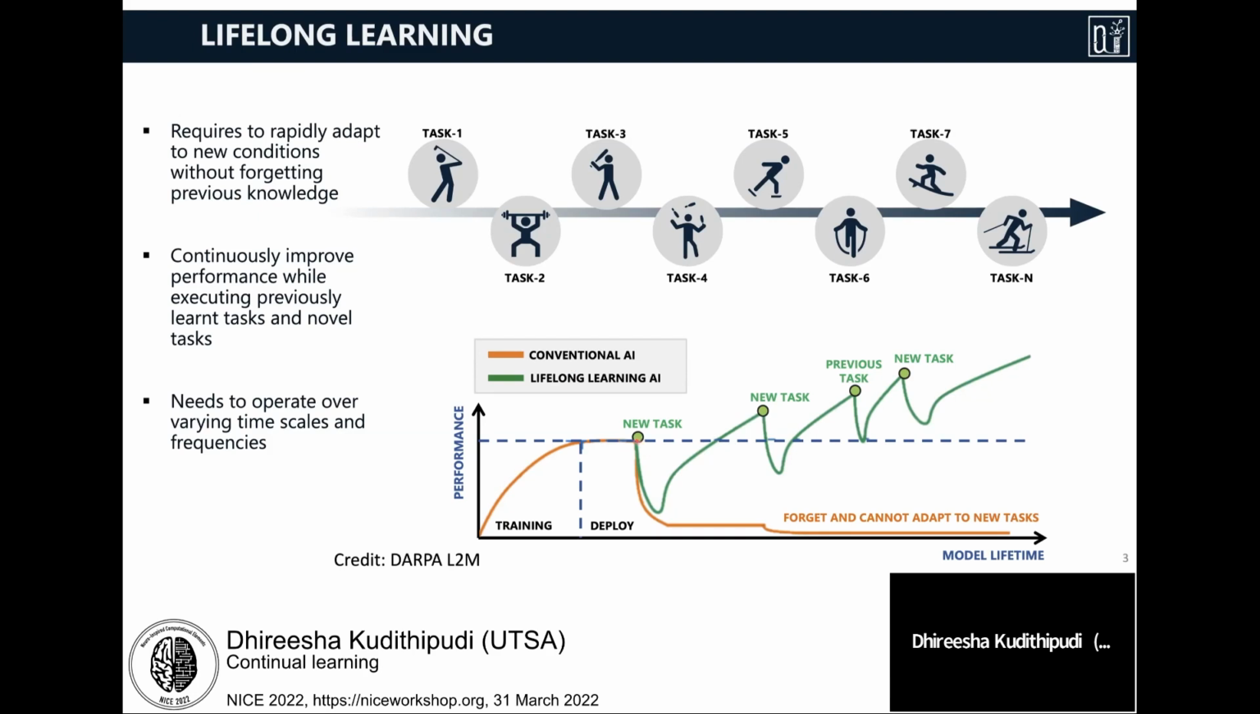Whereas what we would like to have in a lifelong learning model or in an AI model is when a new task is introduced, there could be a short refractory period, but the model picks up and improves its performance. And even when a previous task is reintroduced to the model, the performance improves over the past performance. In order to achieve this, the model needs to operate at varying timescales and frequencies.